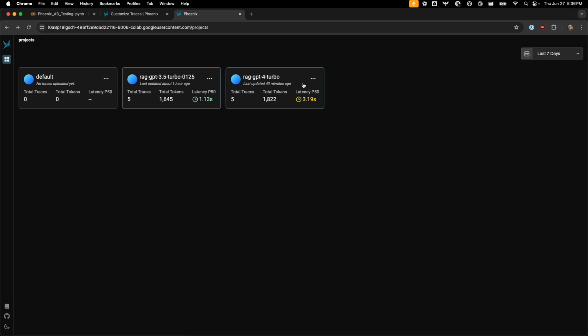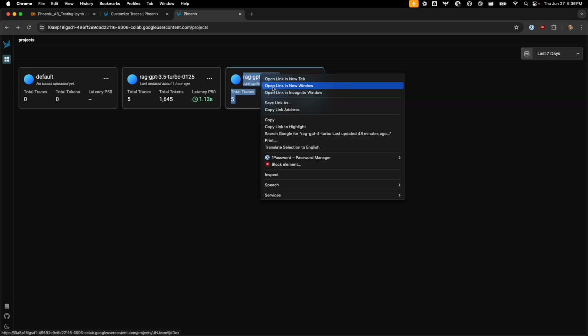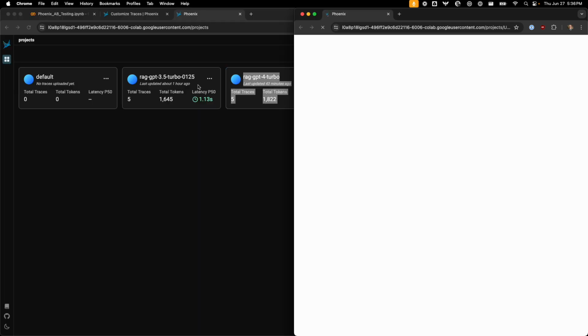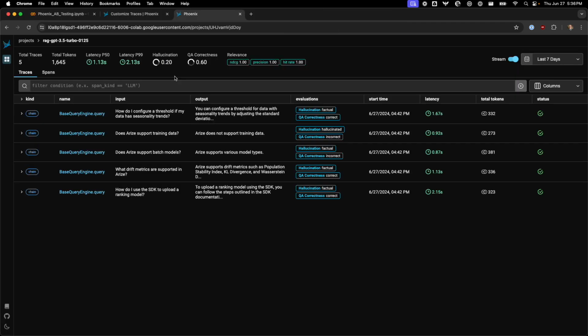Inside of Phoenix, you'll notice that we have both projects and the traces are loaded in both. So I will open both and we can perform a side-by-side comparison.